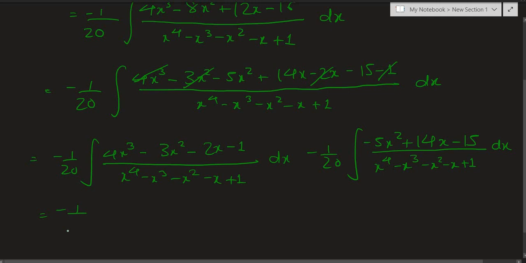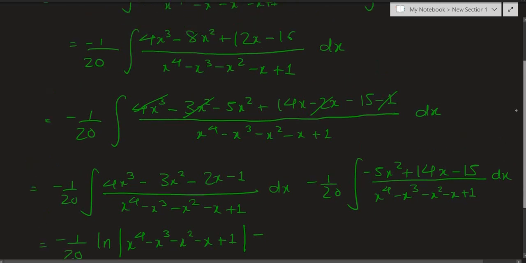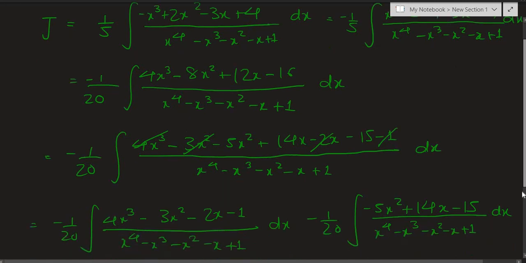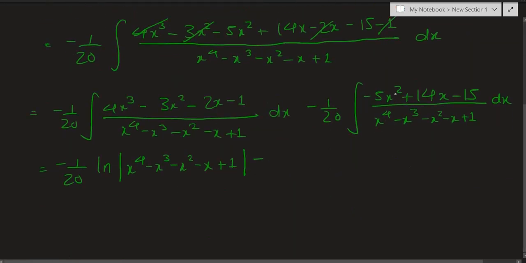So we have negative 1 over 20 times the natural log of the absolute value of x to the 4 minus x cubed minus x squared minus x plus 1, because its derivative was present in the numerator, minus, and notice the great part about this term. Now initially we started out with a cubic term. We had a maximum degree of 3, an x cubed term. We end up with a maximum degree of 2 because of this x squared term. So I would like to just scrape out the negative from all this.